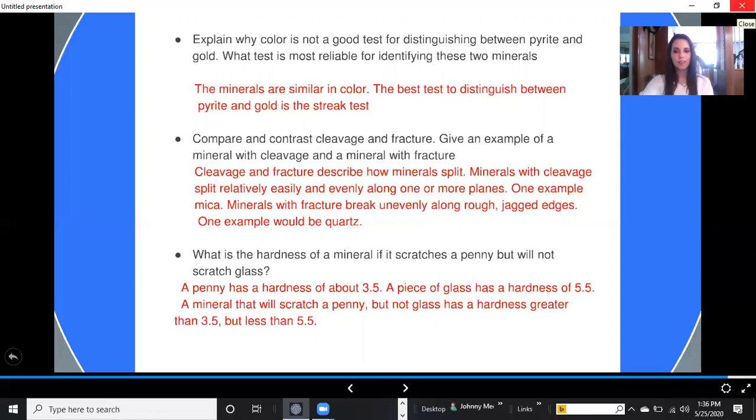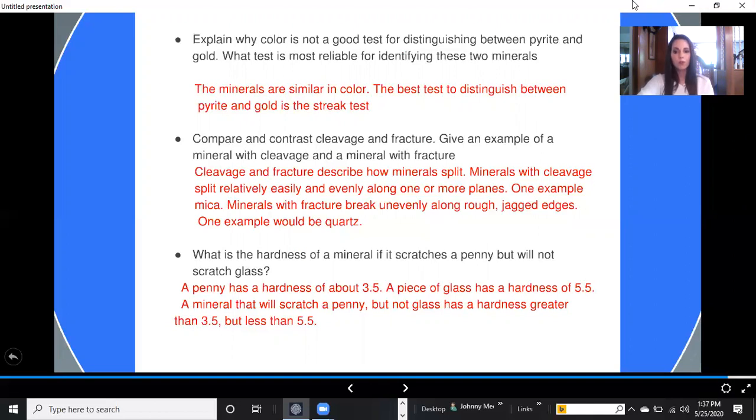Compare and contrast cleavage and fracture. Give an example of a mineral with cleavage and a mineral with fracture. So cleavage and fracture describe how minerals split. You remember we talked about this being a test for identification of minerals. So minerals with cleavage split relatively easily and evenly break along one or more planes. A good example would be mica. Minerals with fracture break unevenly along rough, jagged edges, and an example of that would be quartz.